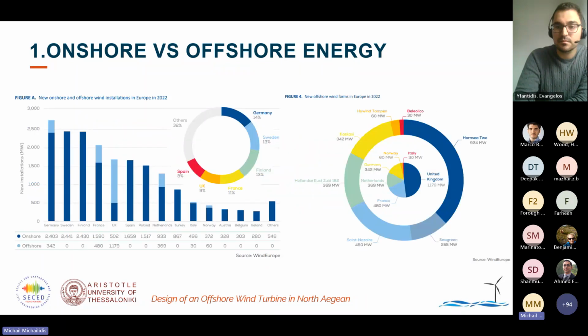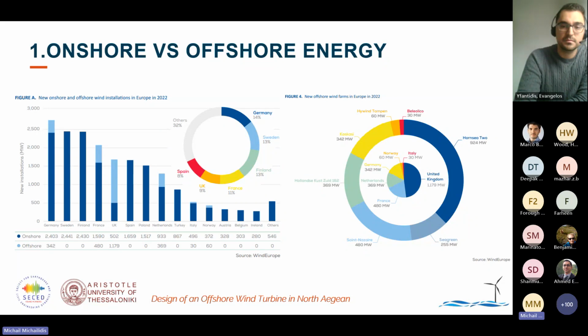In this slide, you can see the new installed onshore and offshore wind farms across Europe during last year, where it is worth mentioning that the UK has been the big player in this table, having almost half of the total installed wind turbines and the most significant amount of the offshore ones.